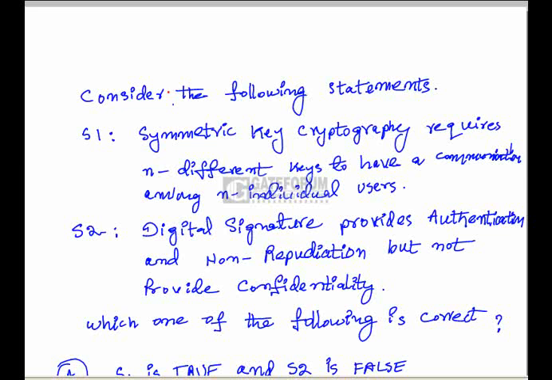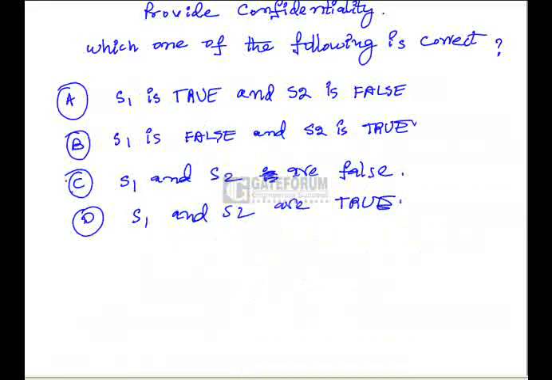Consider the following statements. There were two statements given. S1 is: symmetric key cryptography requires n different keys to have a communication among n individual users. Statement S2 is: digital signature provides authentication and non-repudiation but does not provide confidentiality. Which one of the following statements is correct? The options given are: A, S1 is true and S2 is false; B, S1 is false and S2 is true; C, S1 and S2 both are false; D, S1 and S2 are true.